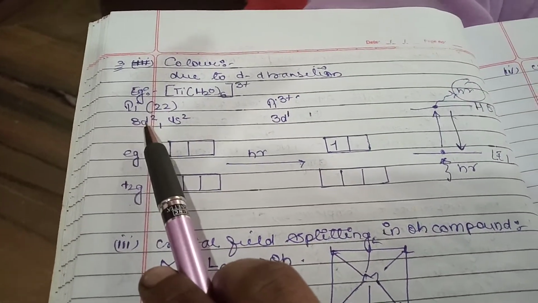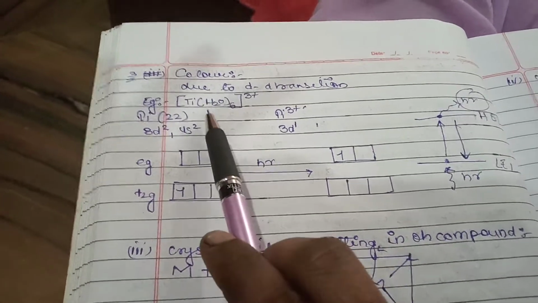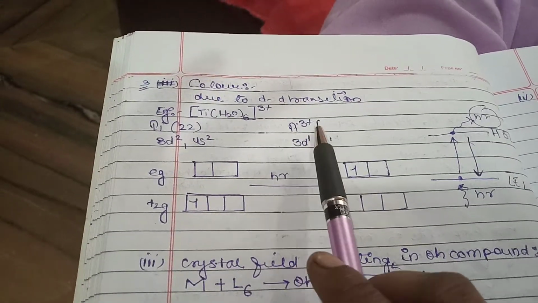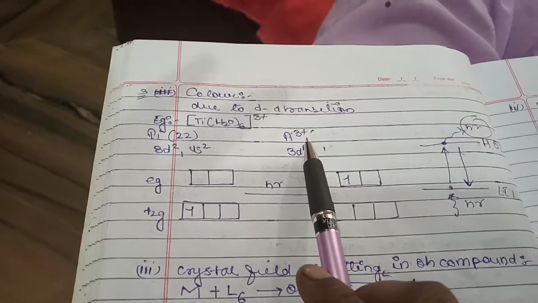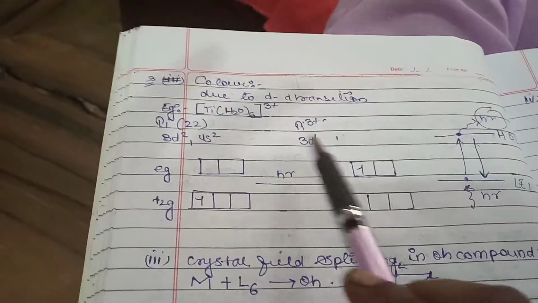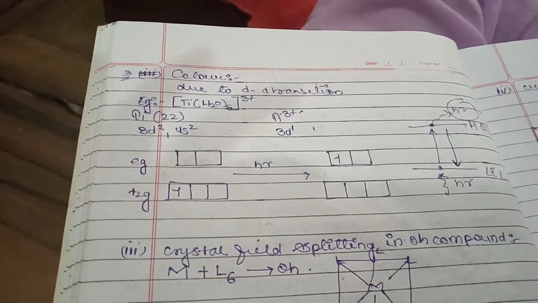So the configuration turns out to what? 3d2 4s2. But when we calculate the oxidation number of Ti, it comes out to Ti3+. That means 3 electrons should be removed: two from this s orbital and one from this d orbital. So the electronic configuration of Ti3+ comes out to 3d1.